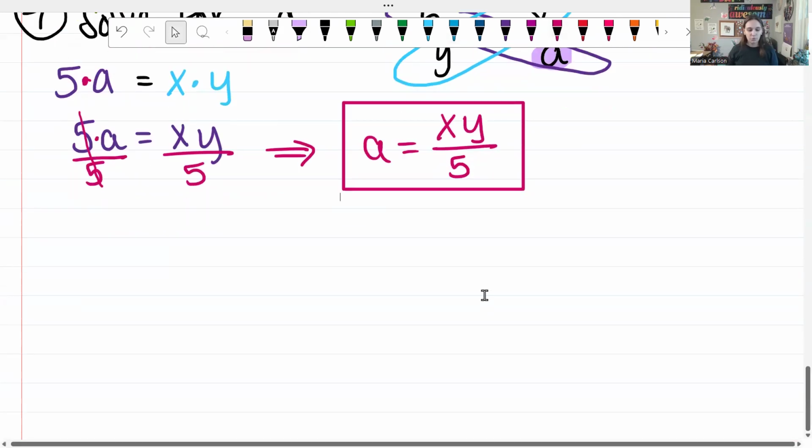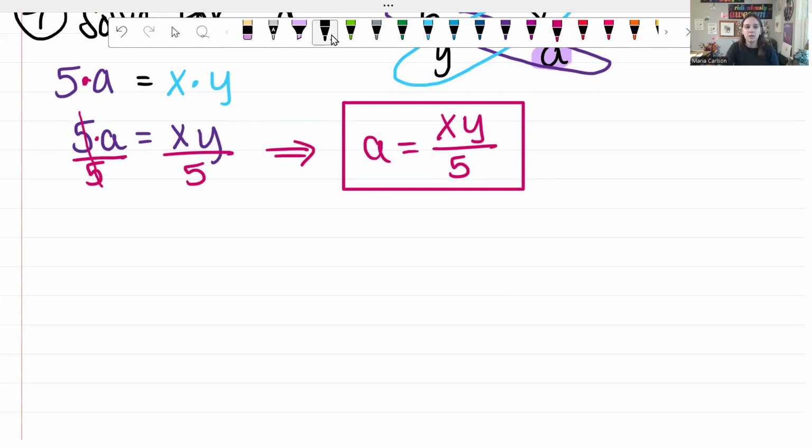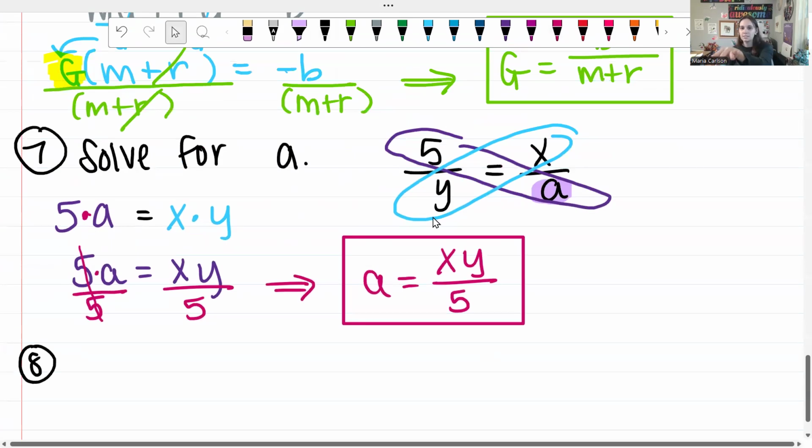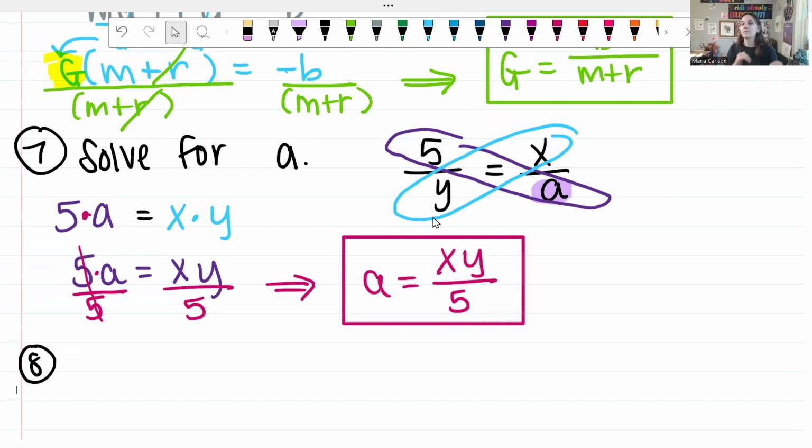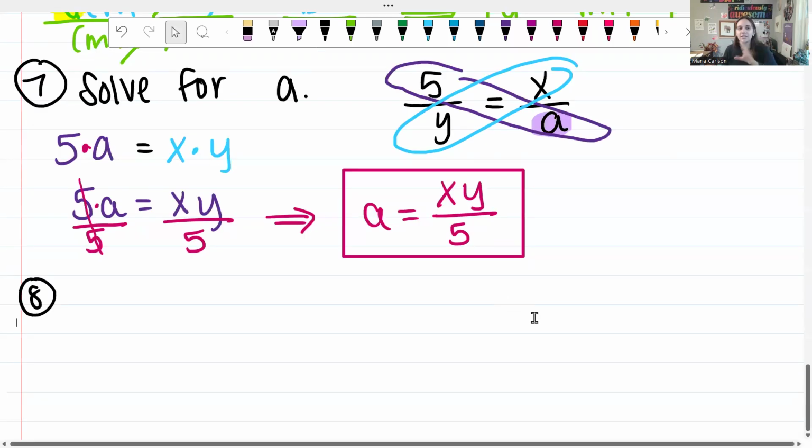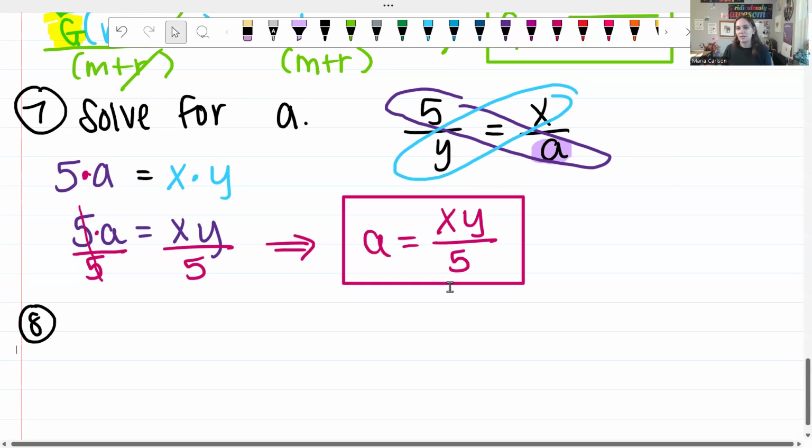All right, we're gonna do one more. You could do that in a way longer way if you wanted to. You could multiply both sides of the original equation by a, and then you would have a times 5 over y equals x, and then you could divide by 5 over y, which is not fun. So that is essentially using this butterfly method.